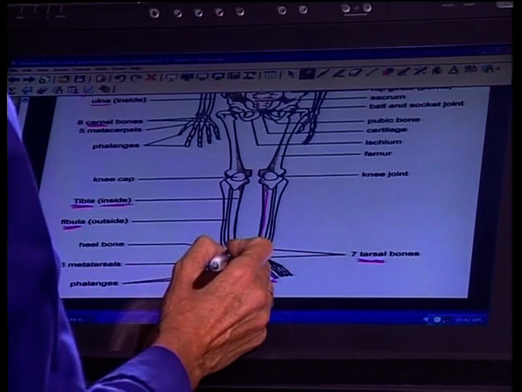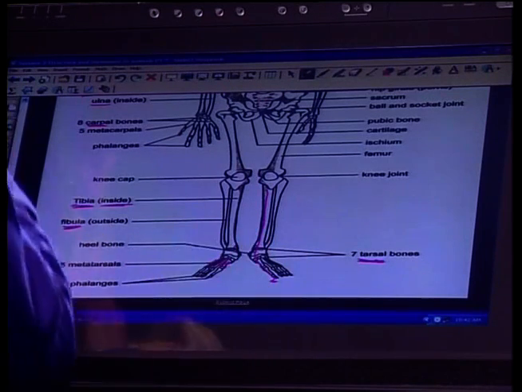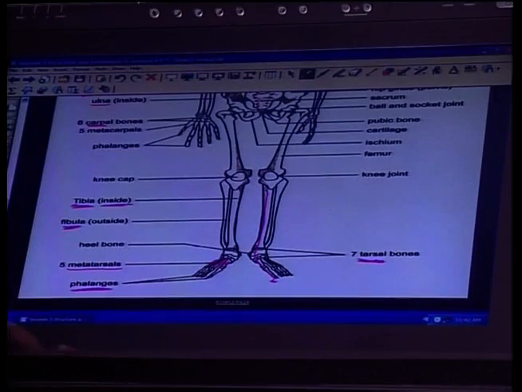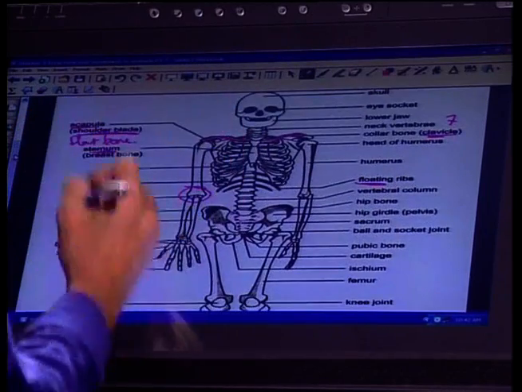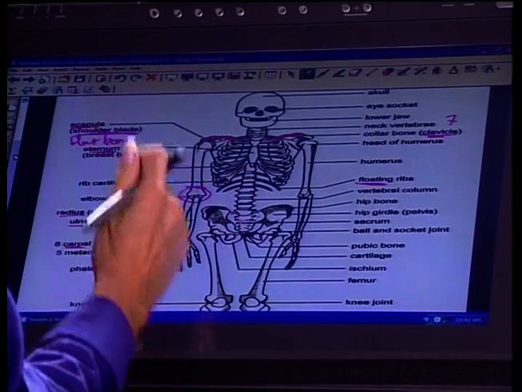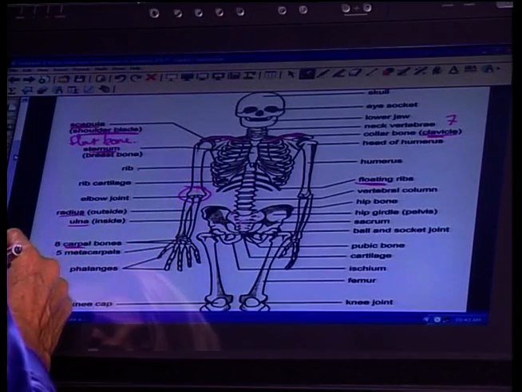Then you have your metatarsals, which are the long bones that you can see. If you wiggle your toes, you'll see things moving. Those are your bones, your metatarsals. And then the phalanges are the same as your fingers, your toe joints as well. So people, that is the entire skeleton. You must make sure you know your skeleton, but we're going to do each part on its own individually now.